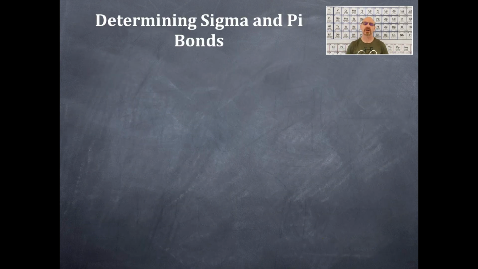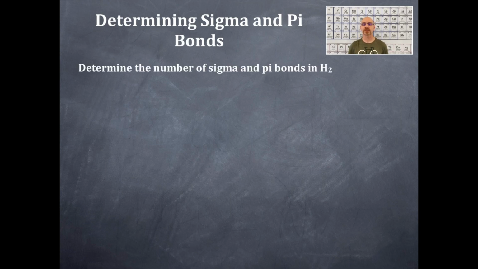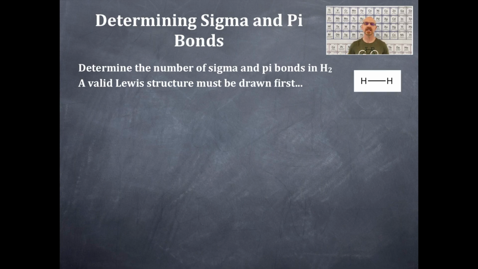Bam! So today we are going to be determining the number of sigma and the number of pi bonds. Okay, so let's do this here. We're going to determine the number of sigma and pi bonds in the molecule of H2. The first thing that we need to do is draw a valid Lewis dot structure. We're going to draw a valid Lewis dot structure every single time we try to determine the number of sigma and pi bonds. So right here is a valid Lewis dot structure of the molecule of hydrogen.